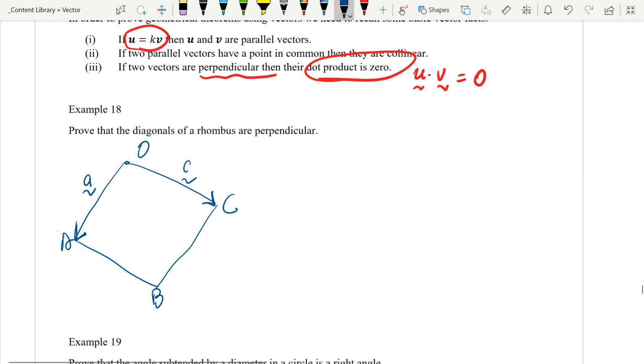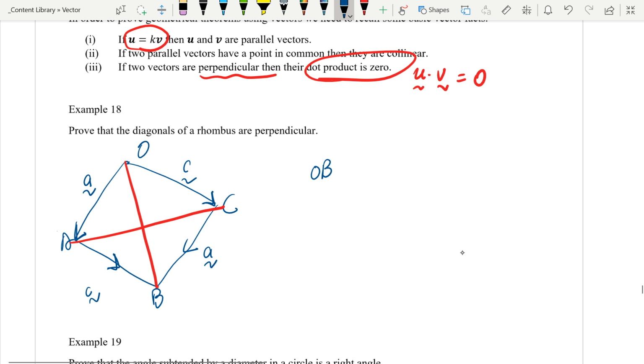Okay, so I will give two vectors. What can you say about vector AB? What's this vector? C. And what's this vector, CB? A, correct. And then what I want to talk about is the diagonal. If I want to show the diagonals are perpendicular, you must be able to show their dot product is zero.